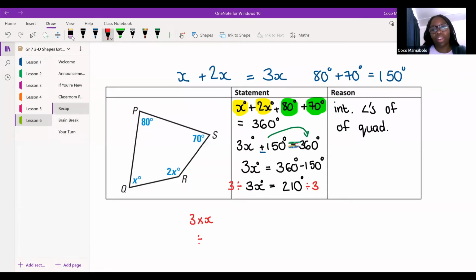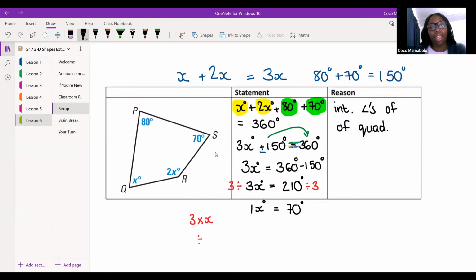Okay. So 3 divided by 3 is going to give me 1x. 1x degrees is equal to, and what is 210 degrees divided by 3? Excellent. Okay, good. It's 70 degrees. Yes, it's 70 degrees. Excellent. 70 degrees.